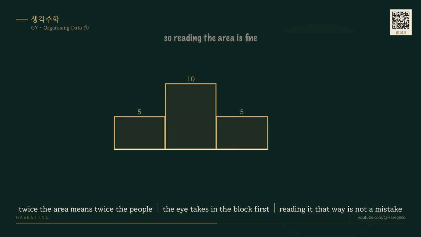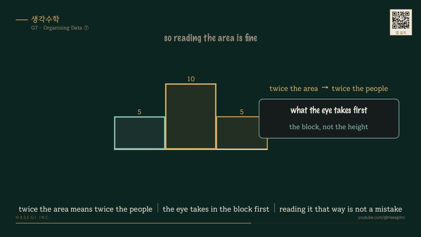So you may read the area instead. If one column covers twice the area of another, twice as many people are in that class. When our eyes sweep a graph, we take in the size of the block before the height of it. A histogram is drawn so that reading it that way is not a mistake.